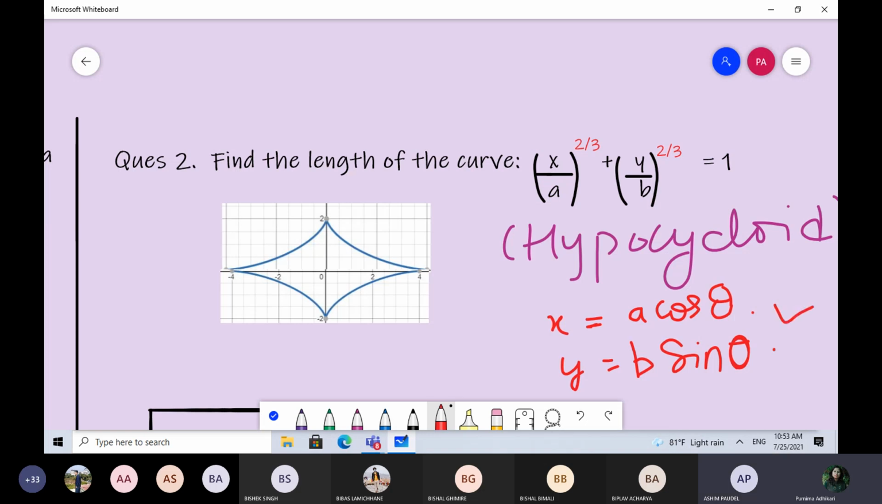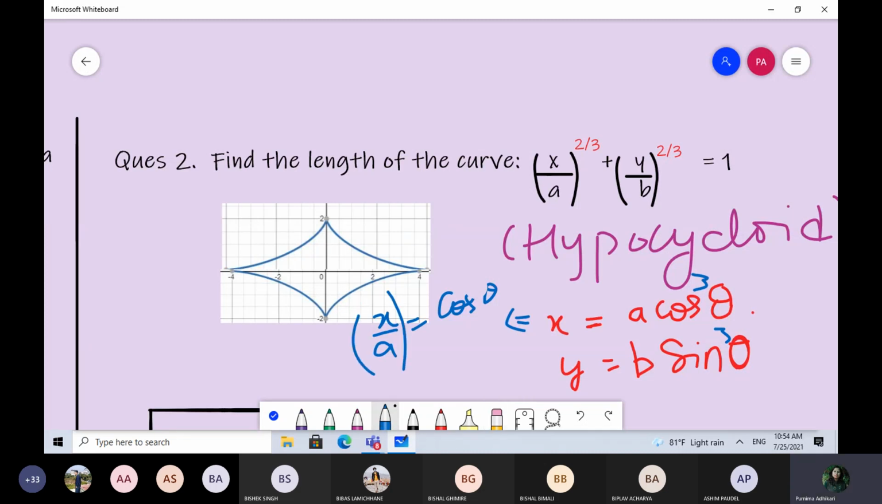You may take help of this. It will be cos cube and sin cube. Exactly. Very good. You're going to have cos cube and sin cube. That's it. How did that happen? What does it imply? It implies that x by a equals cos cube theta. So let's eliminate this cube.